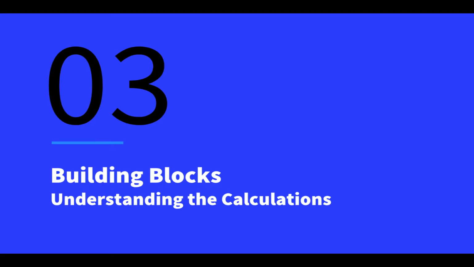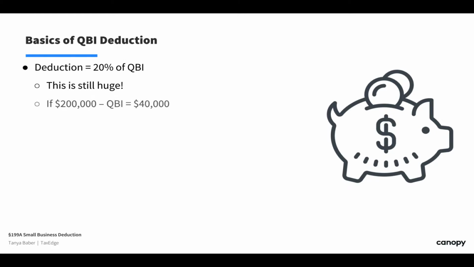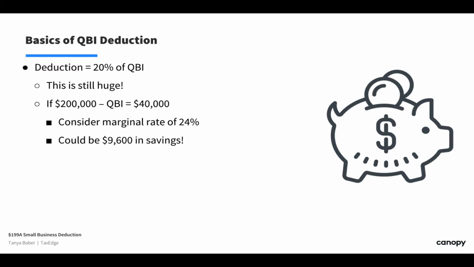If we look at some basics, we said, okay, I got the real raw idea. It's 20% of our business income. That's our deduction, right? When we look at it, that really is still huge. Let's say that qualified business income is $200,000. Your potential QBI deduction, $40,000. Well, consider a marginal rate of just 24%. Gosh, that's actual dollars, like savings, $9,600 in savings. So yes, this is a big deal, and that's why we're all very interested in this.